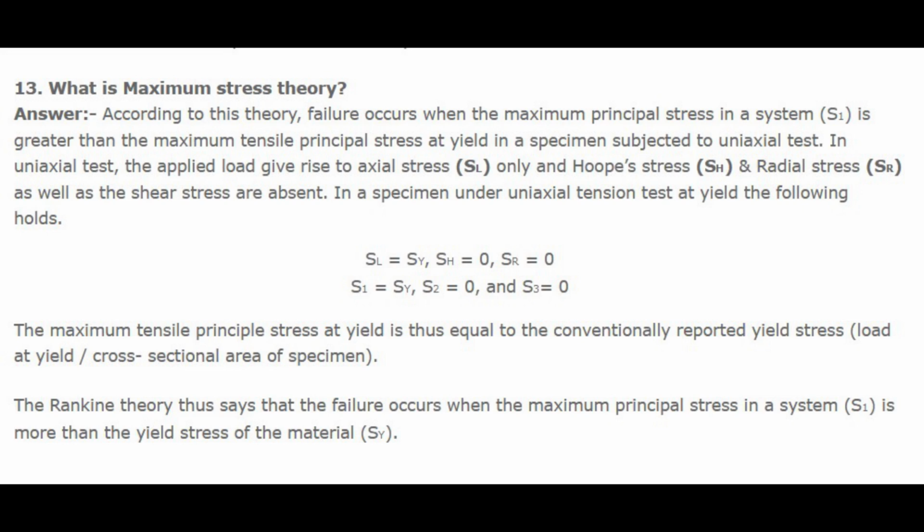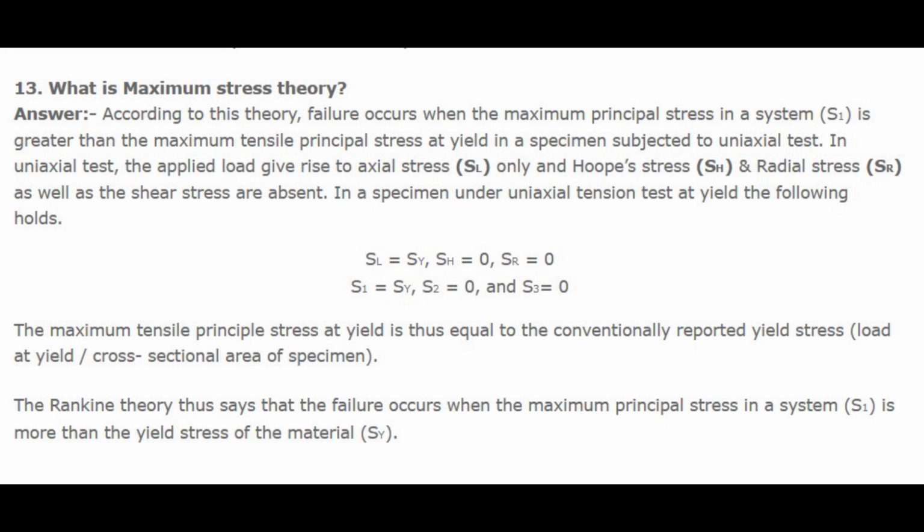Number 13. What is maximum stress theory? Answer. According to this theory, failure occurs when the maximum principal stress in a system, S1, is greater than the maximum tensile principal stress at yield in a specimen subjected to uniaxial test. In uniaxial test, the applied load gives rise to axial stress, SL, only, and hoop stress, SH, and radial stress, SR, as well as the shear stress are absent. In a specimen under uniaxial tension test at yield, the following holds: SL equals SY, SH equals 0, SR equals 0. S1 equals SY, S2 equals 0, and S3 equals 0.